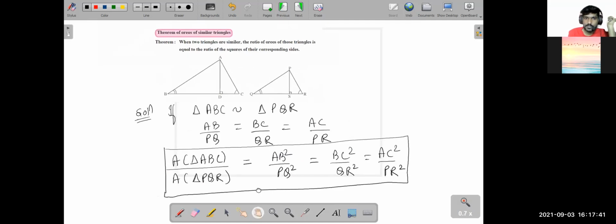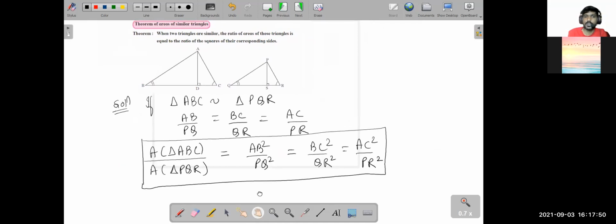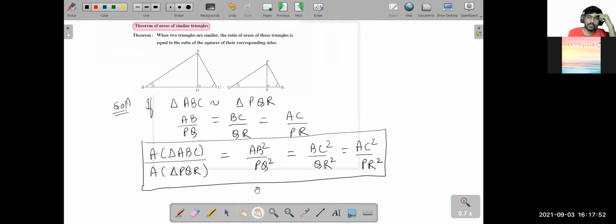Is this clear? Yes or no? Write it down. To use this formula, it is compulsory that these two triangles should be similar. If it is not similar, you cannot use this. If it is similar, then only use this. Otherwise, no.